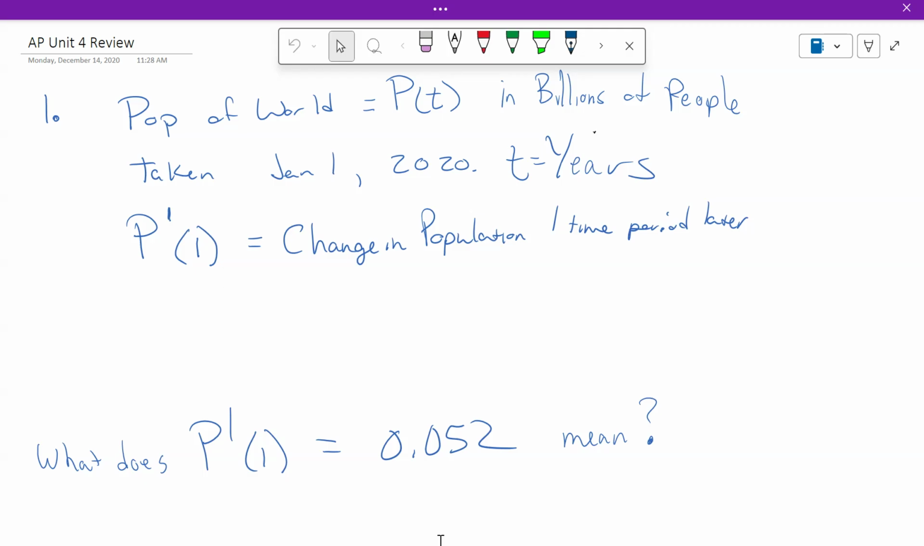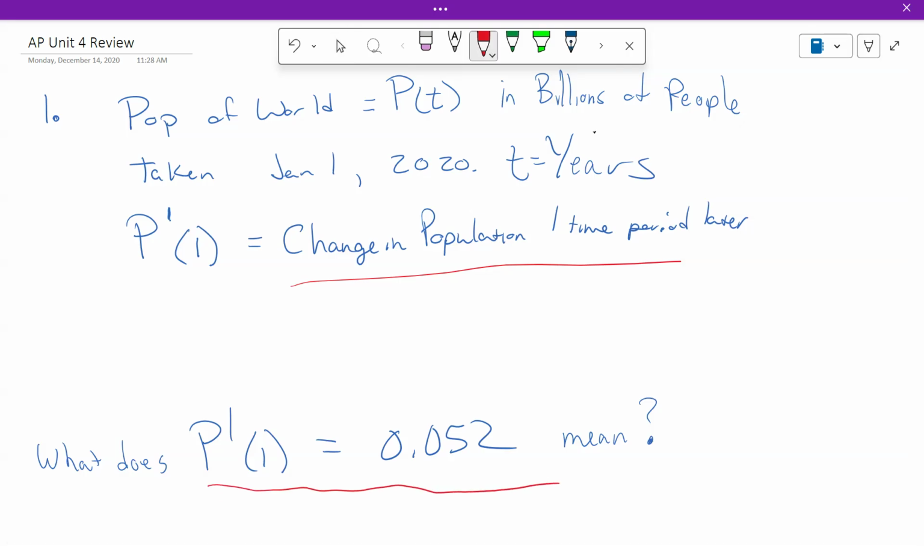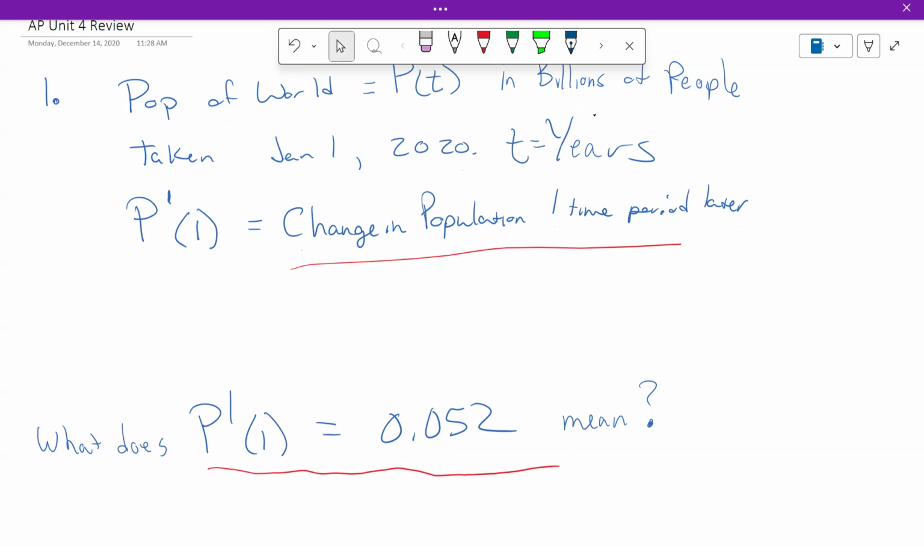Okay. Population of the world, P of t in billions of people, is taken January 1st, 2020. What does P prime of 1 mean? It means the change in population one time period later, right? So if we had P prime of 1 equals 0.052, what does that mean?